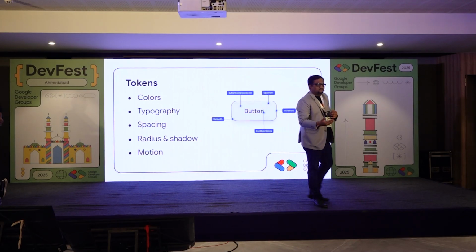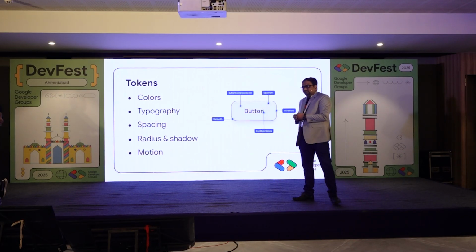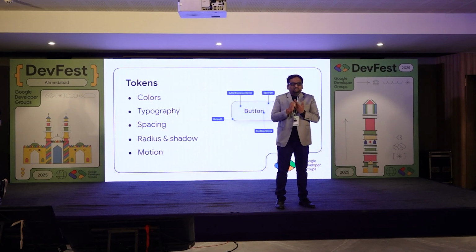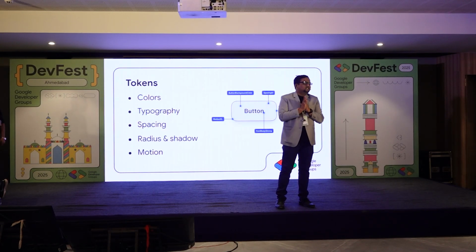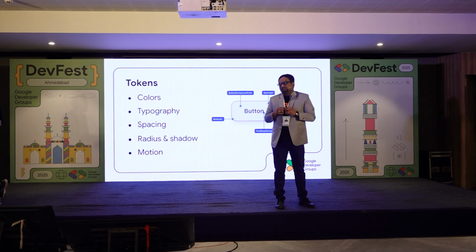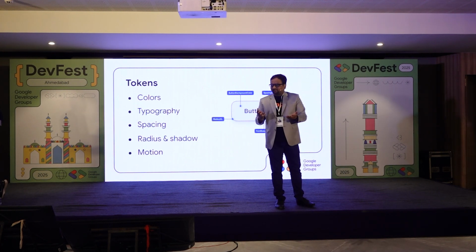Radius and shadow, correct? And the motion as well. Can anyone help me understand motion? Why is motion a token? What kind of motion are we talking about here? Any idea? Any reference you can think of? Bouncing scroll effect, correct. What else? Hero animation, okay. Some transition effects.